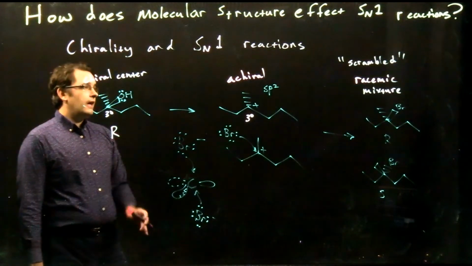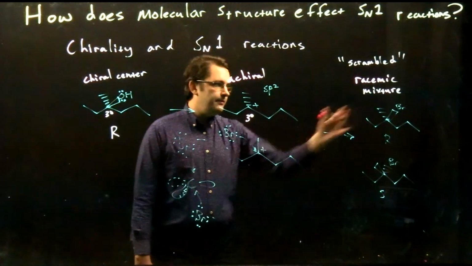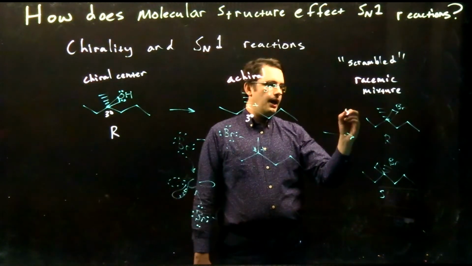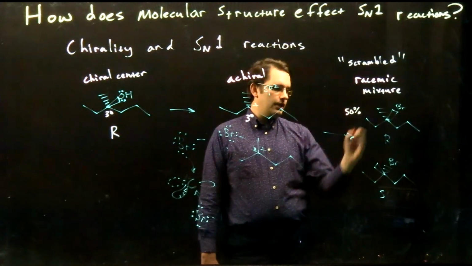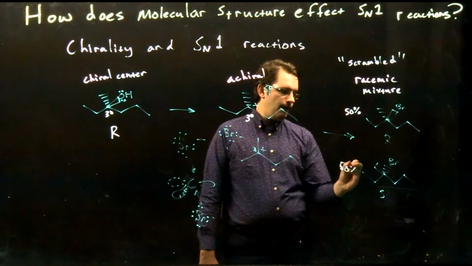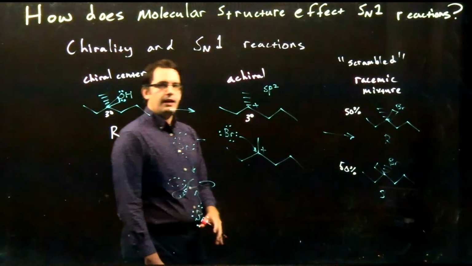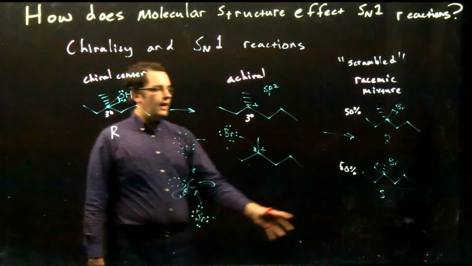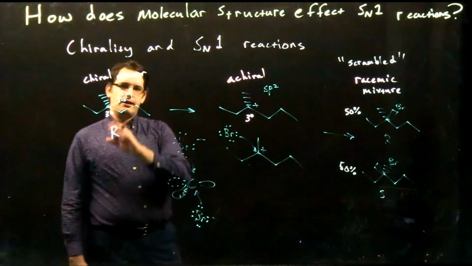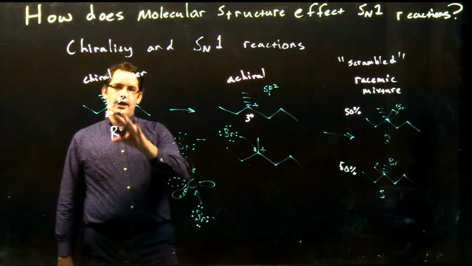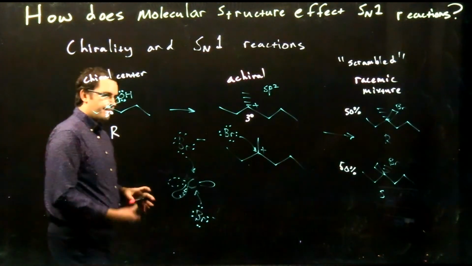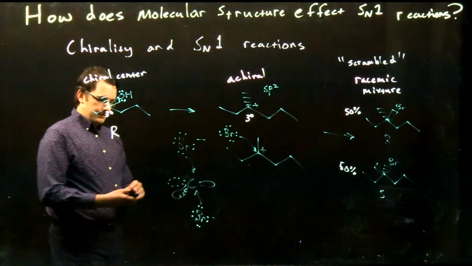Now in practice, I don't generally get a pure racemic mixture, right? Racemic would be where we have 50% of each. I'll often tend to have a slightly higher percentage of the opposite configuration from my initial structure. And I'll show you the reason why this happens, right?